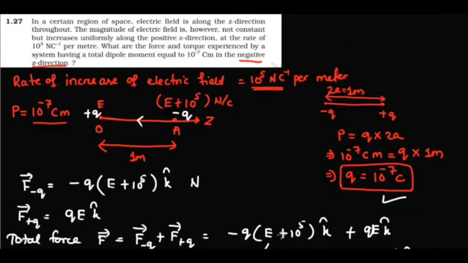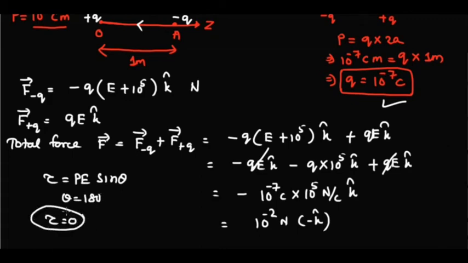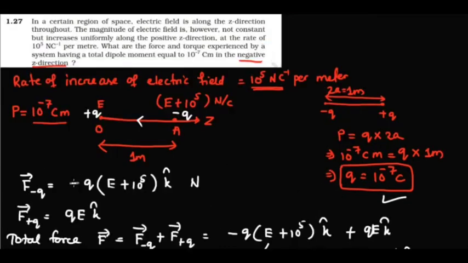And what is the torque? You can see that in this diagram the dipole moment is anti-parallel to the electric field. We know that the expression for the torque is tau equal to pE sin theta, and here theta is equal to 180 degrees. So the torque will be 0, meaning no torque acts on the dipole. So students, in this way we can solve this question, and now we'll proceed to the next.